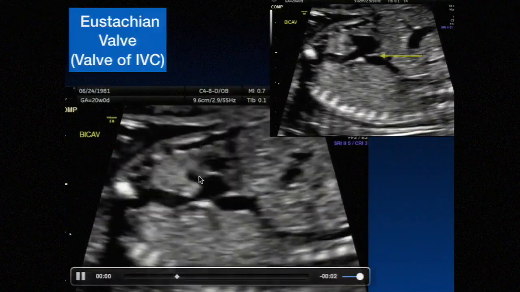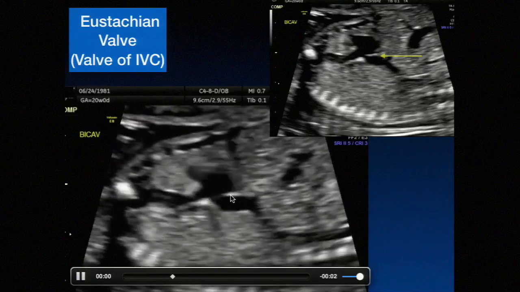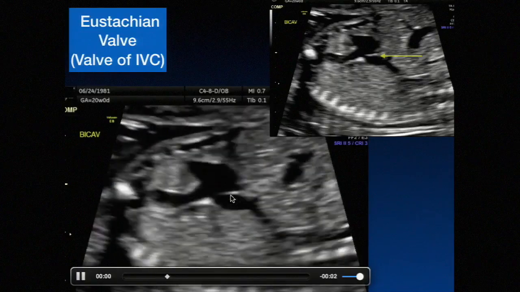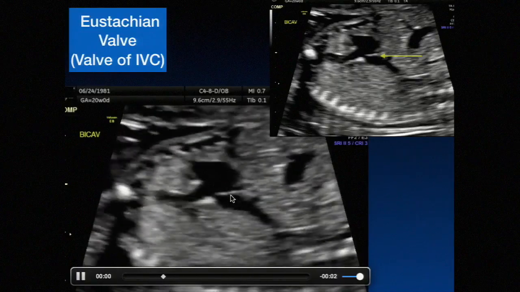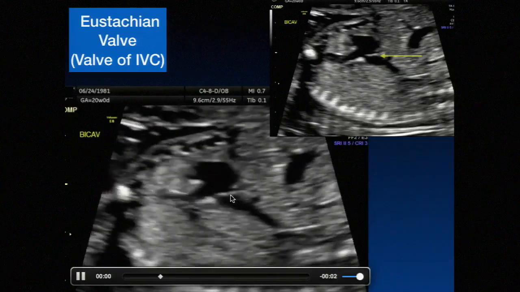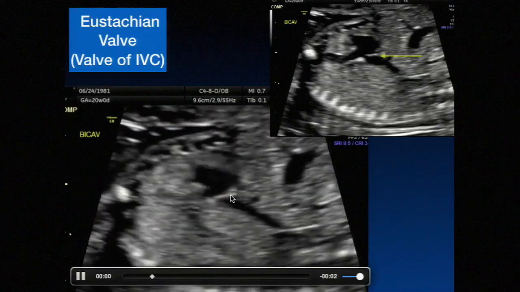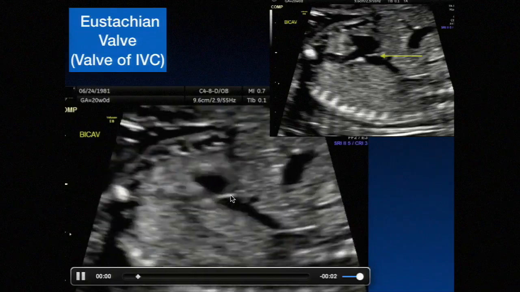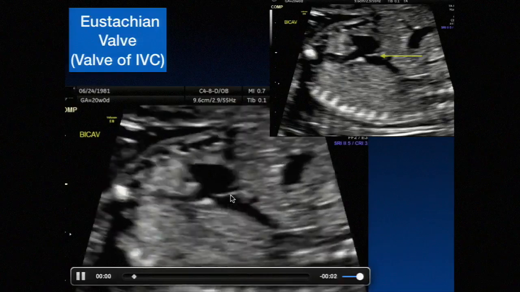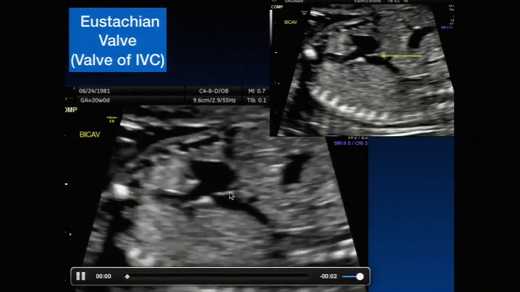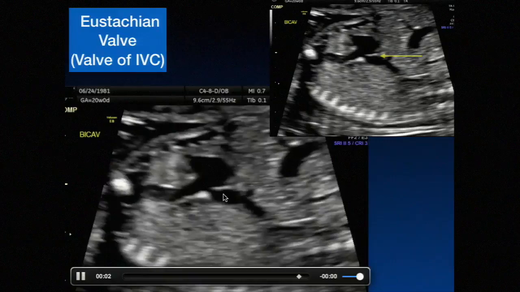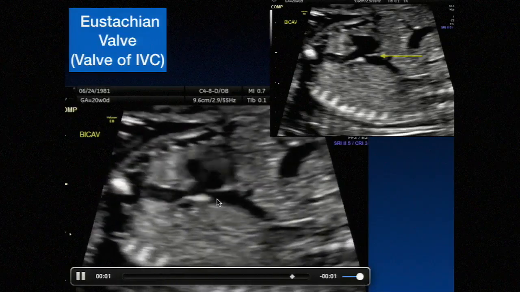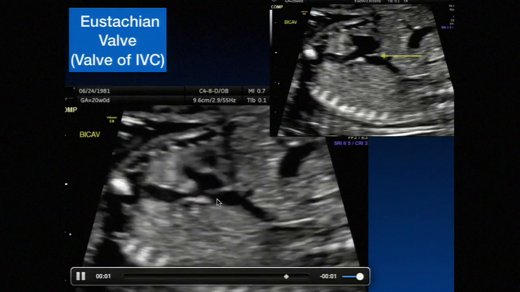So eustachian valve, and I bring it up because sometimes we also will see this in the four-chamber view. And we've had referrals for fetal echo because they're not too sure what this membrane is, so I think it is important to recognize its anatomical location and appreciate that it is a normal structure that we do commonly see. So right at the entrance of the right atrium and the anterior aspect of the IVC, you may more easily appreciate it routinely in the bicaval view.